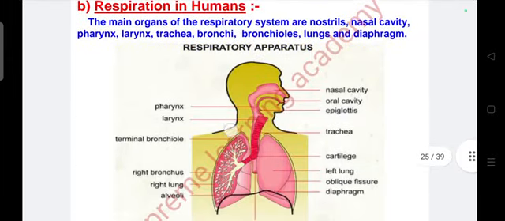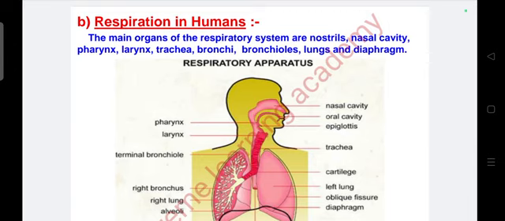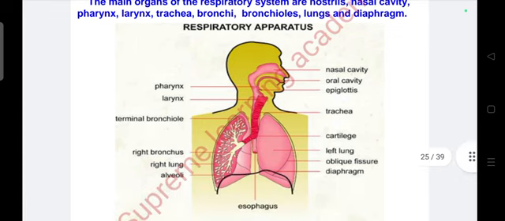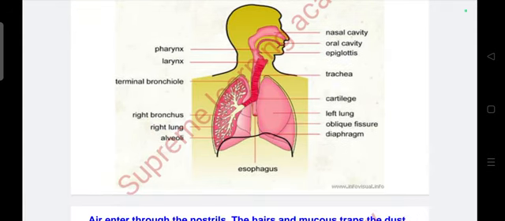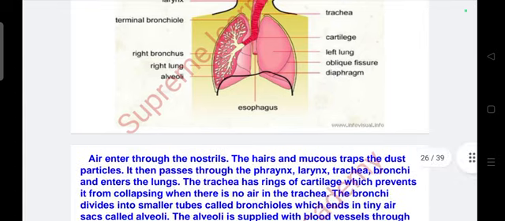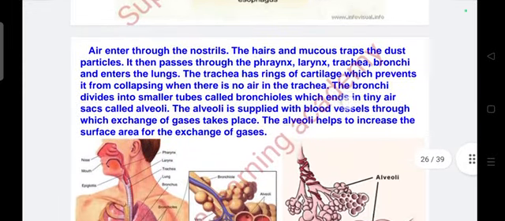Now come to respiration in the human body. The main organs of the respiratory system are the nostrils, nasal cavity, pharynx, larynx, trachea, bronchi, bronchioles, lungs and diaphragm. This is the respiratory system in humans with the diagram: nasal cavity, then pharynx, larynx, trachea, cartilage, left lung, right lung, then alveoli, diaphragm. So this is the respiratory system of the human being.